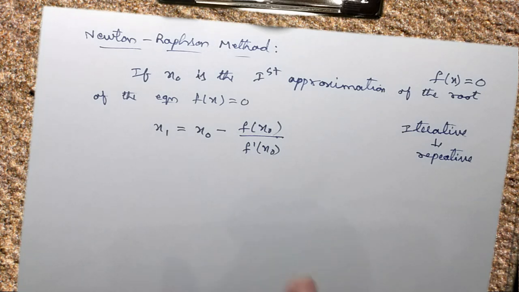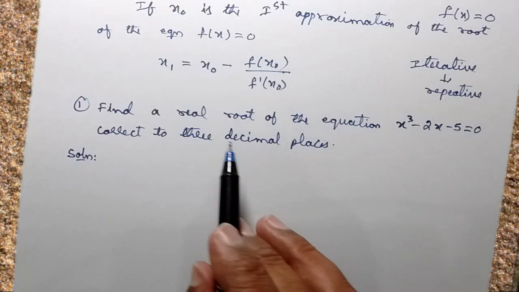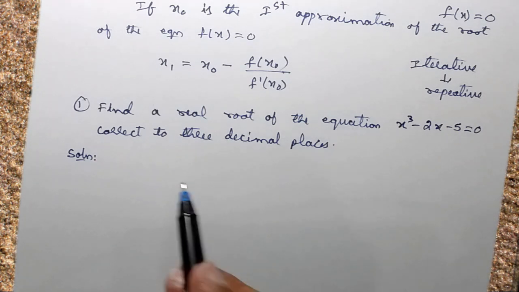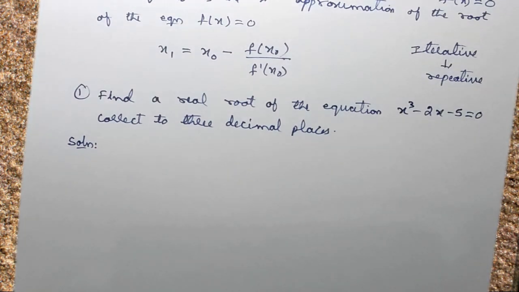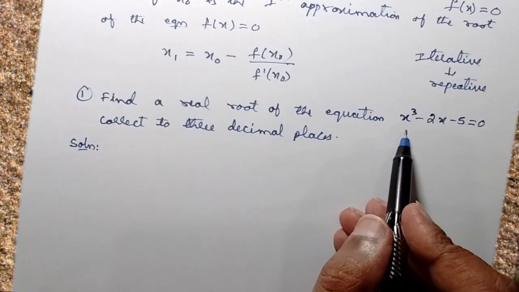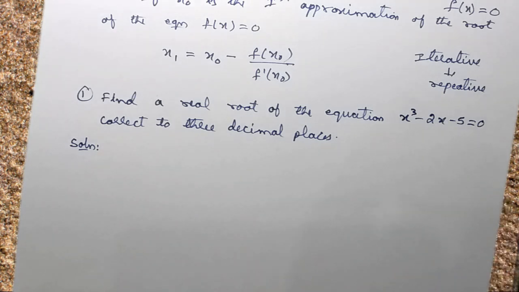So let us start with the first example. Find the real root of the equation x cube minus 2x minus 5 equals 0, correct to 3 decimal places. First we need to get the initial root x0. That can be obtained by using the trial and error method.